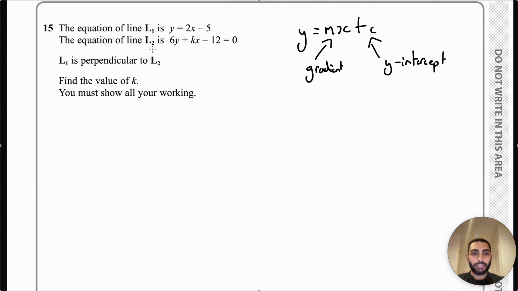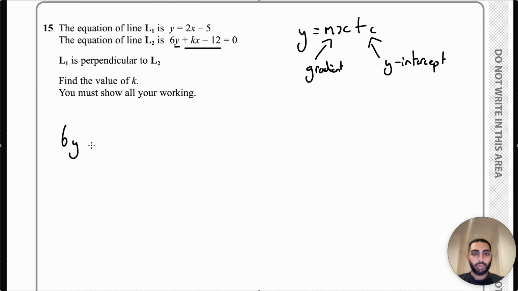The equation of line 2 is 6y plus kx minus 12 is equal to 0. This is not in the form y equals mx plus c, so it's not very useful to us. We can't use it easily. So let's rearrange it so that we're making y the subject. I'm going to move these two things over to the other side, so I'm going to have to take away kx and add 12.